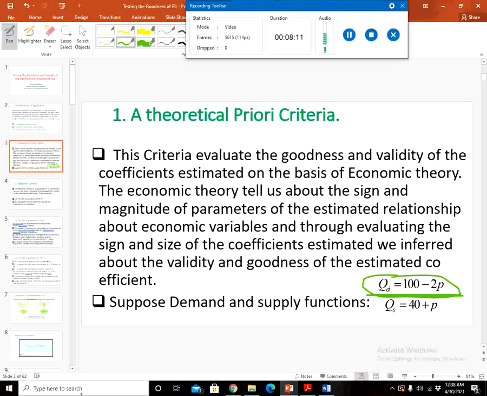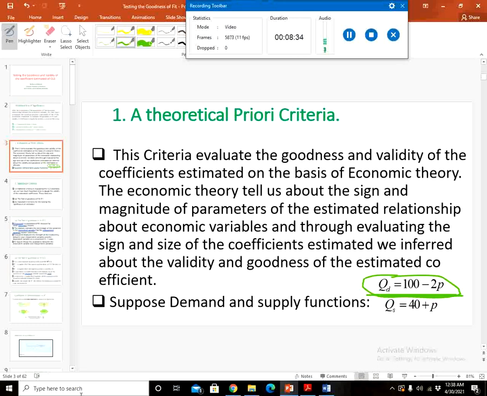Again, about the supply function, economic theory tells us that the intercept is negative in the supply function. The intercept is negative, while the slope of the supply function is positive.